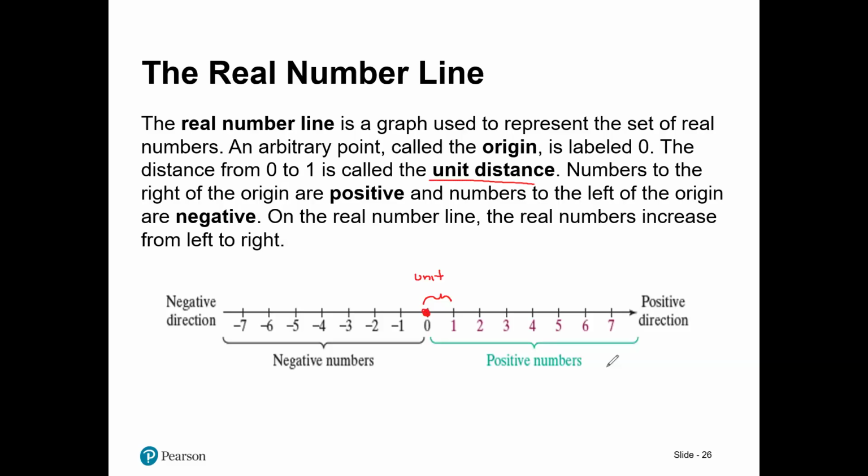Unit distance. Numbers to the right of the origin are positive and numbers to the left of the origin are negative. On a real number line, the real numbers increase from left to right. Like I said, you may not need it all that much, but it's worth going through quickly.